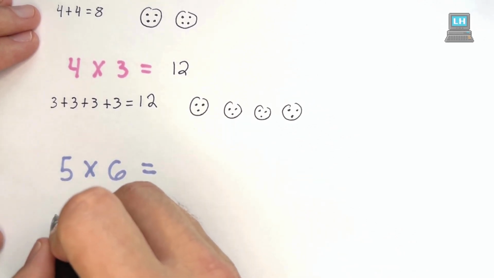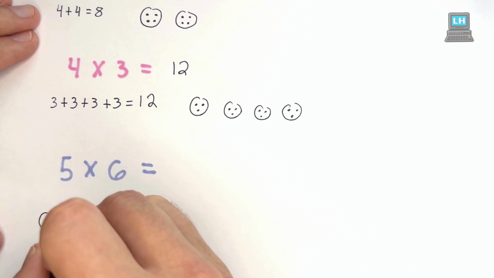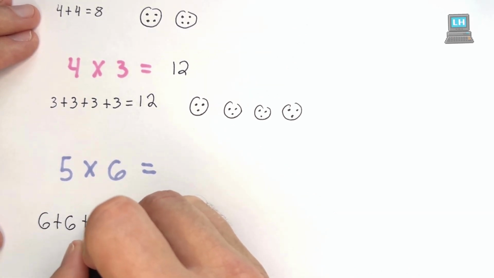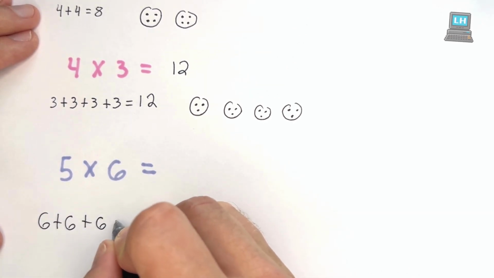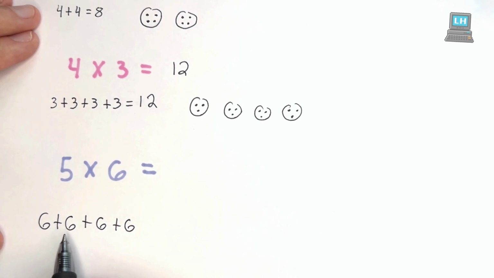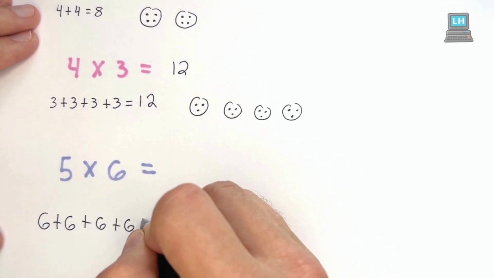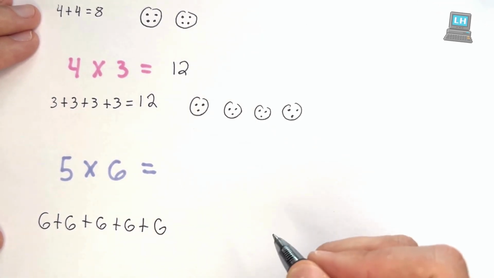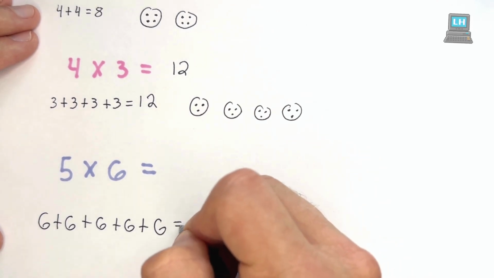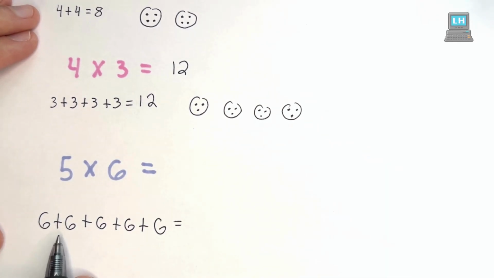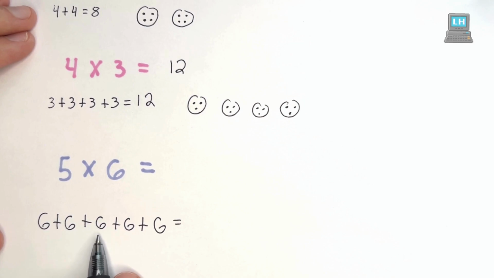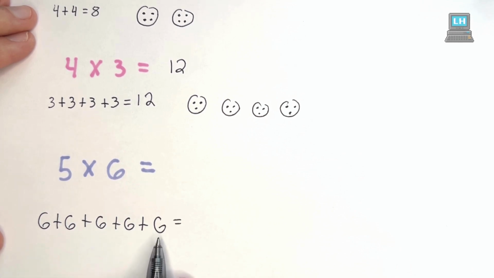So I'm going to add 6 plus 6 plus 6 plus 6. 1, 2, 3, 4. I need to add 1 more there. Okay. What does that equal? Well, 6 plus 6 is 12. Plus 6 would be 18. 18 plus 6 would be 24. 24 plus 6 is 30.